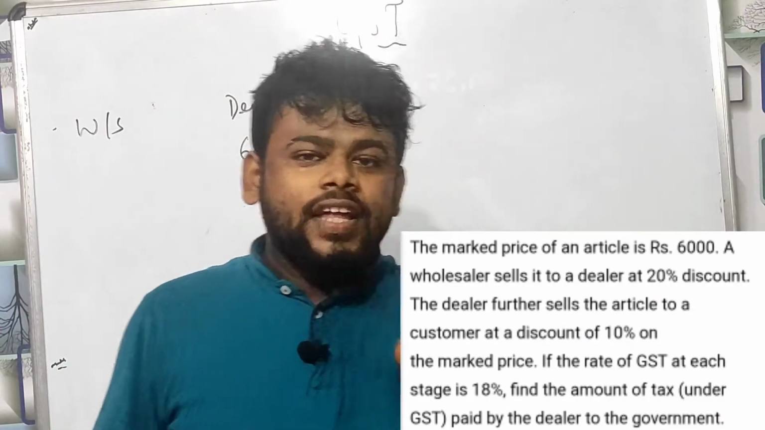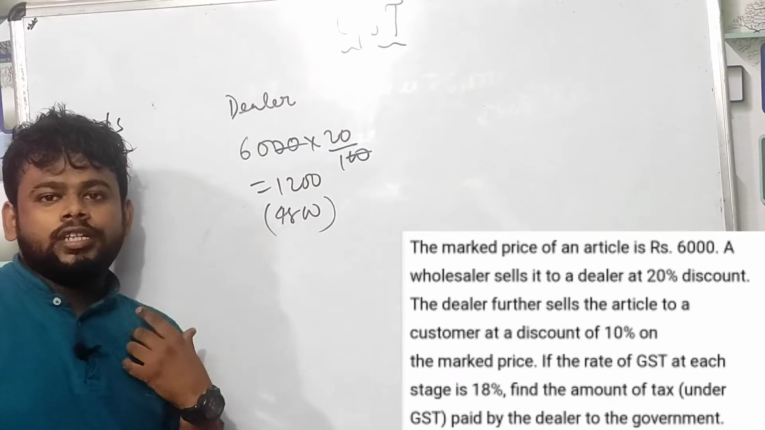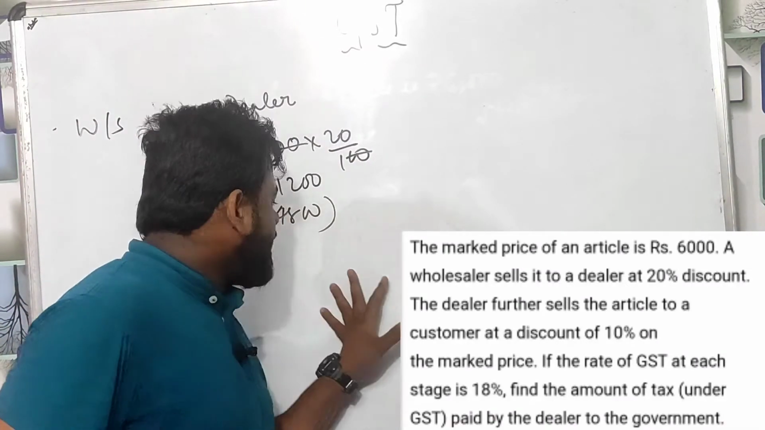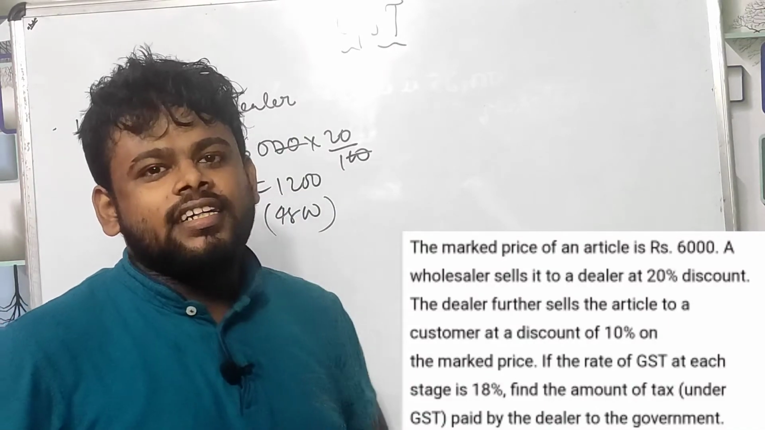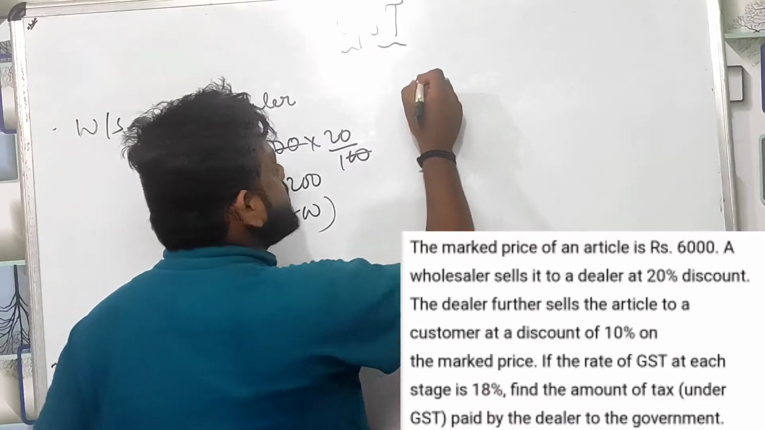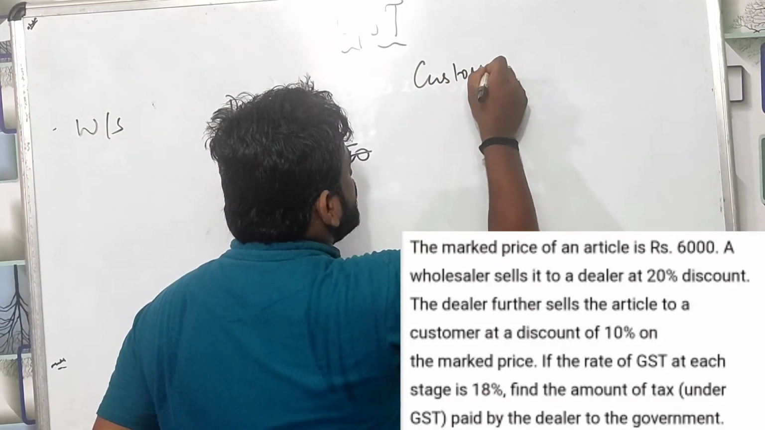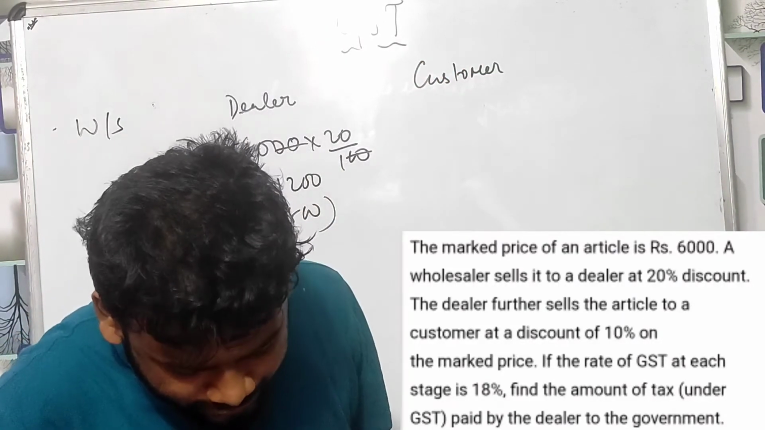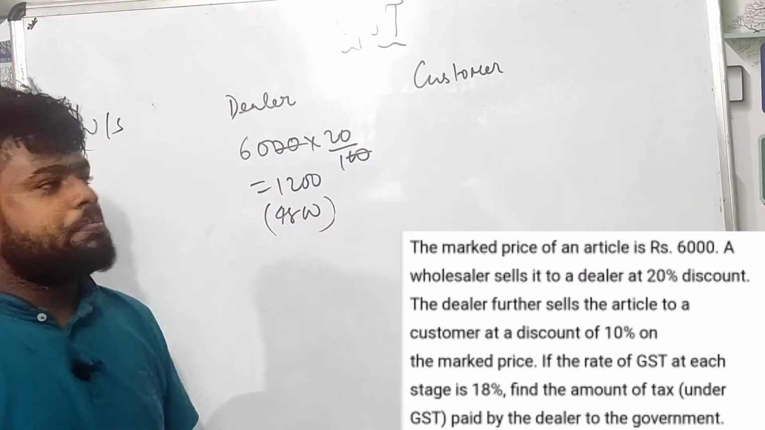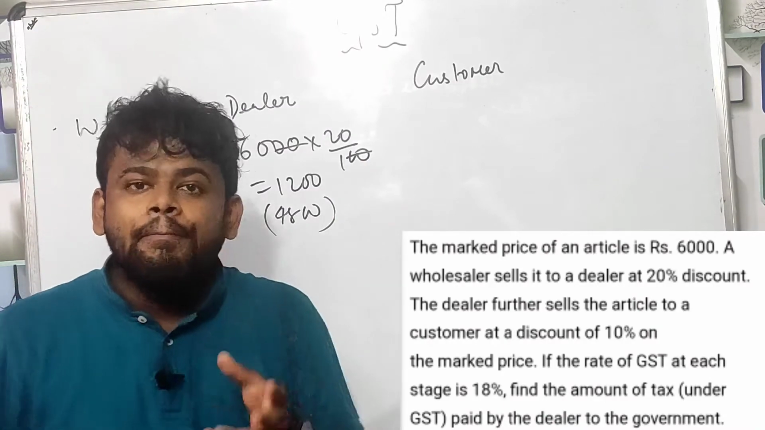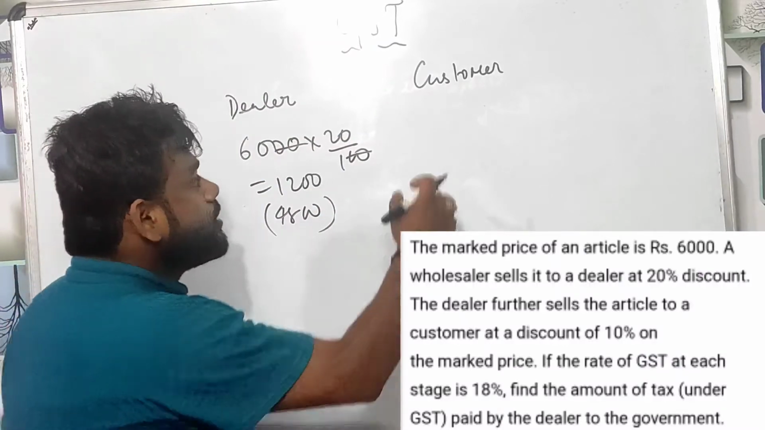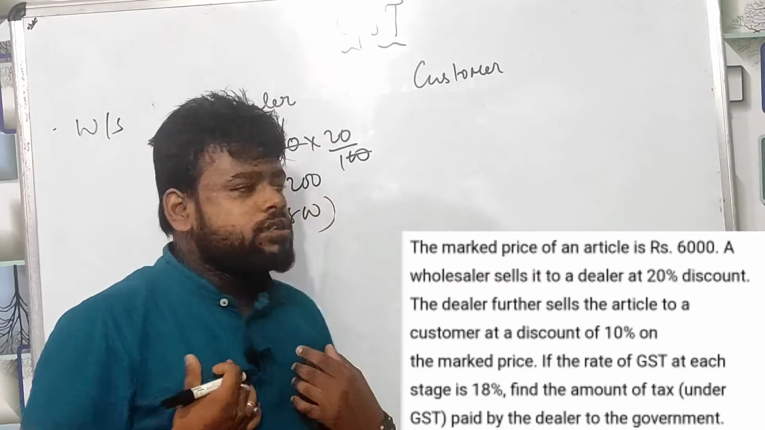Again, what happened? The dealer, you have taken from me. Suppose you are a dealer, I am a wholesaler, and after taking the article, you thought that the article is a duplicate. Again, you sold it to your friends. The friends are known as customers. You have sold the same thing to your friends at 10% on the MP, on the MP, children. The MP was 6,000. Suppose the friend is the customer, you are a dealer, I am a wholesaler.